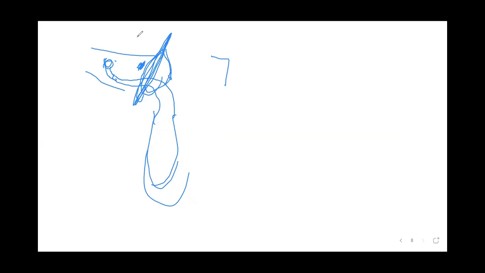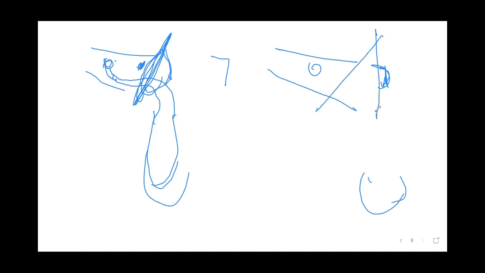Here in the medial part, let me use another diagram for clarity. This is the pubic symphysis. You have the inguinal canal, the deep ring, the scrotum. Now there's a triangle here, on the medial part. And this triangle on the medial part is weak.